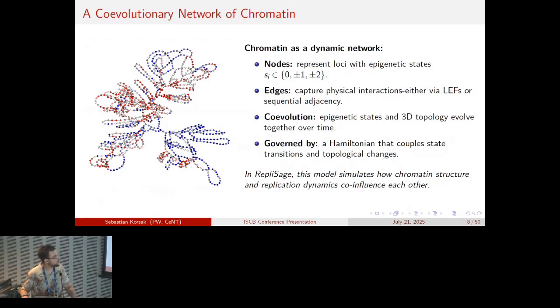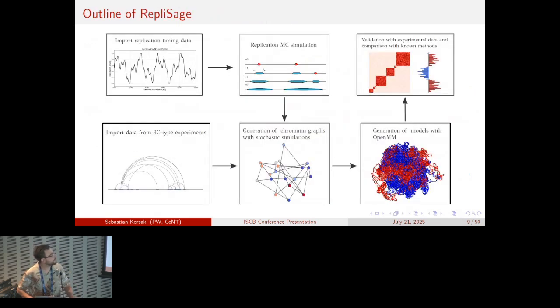And also backbone. The main idea is that we use a Hamiltonian to process all this. This is very important because Hamiltonian formulations help us to create models that are scalable. If we want to include another biological process, we can just add a new term in the Hamiltonian. So this is the outline of Replisage.